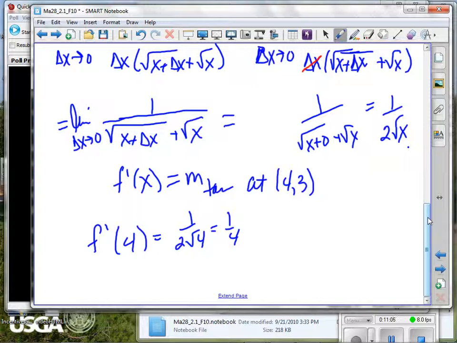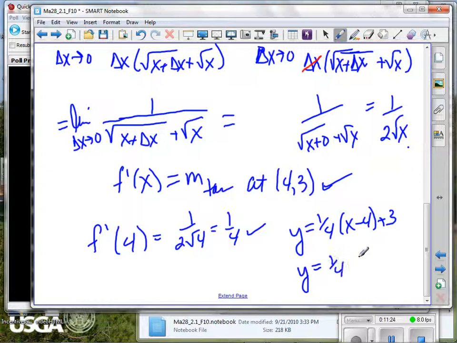Now, I need to know, what is the equation? What do I need? I need a point. Do I have a point? Check. Do I have the slope? Check. Can I find the equation of this line? Absolutely. Then what do you know I'm going to ask you to do? Graph it. Absolutely.